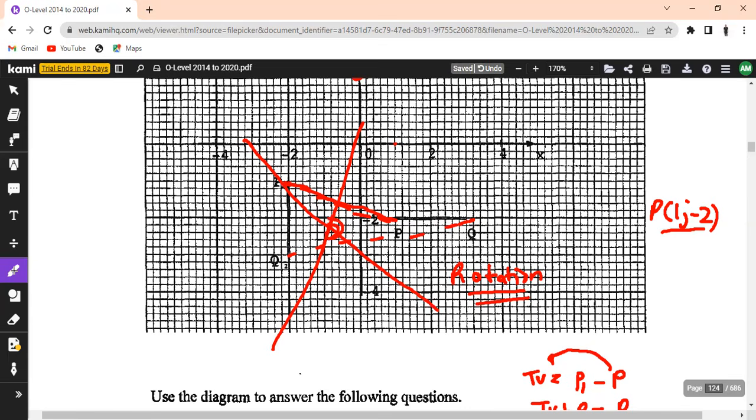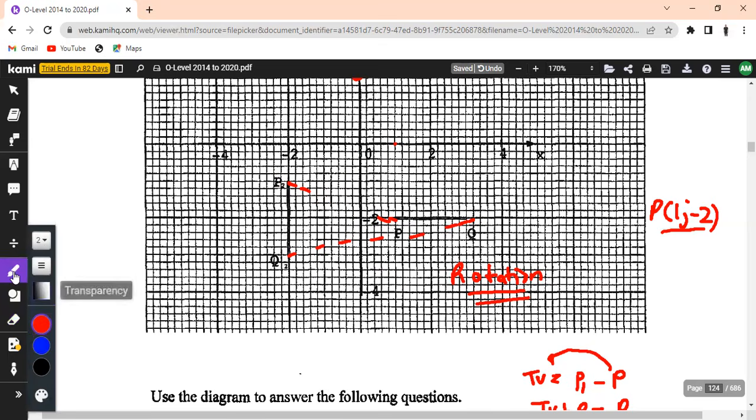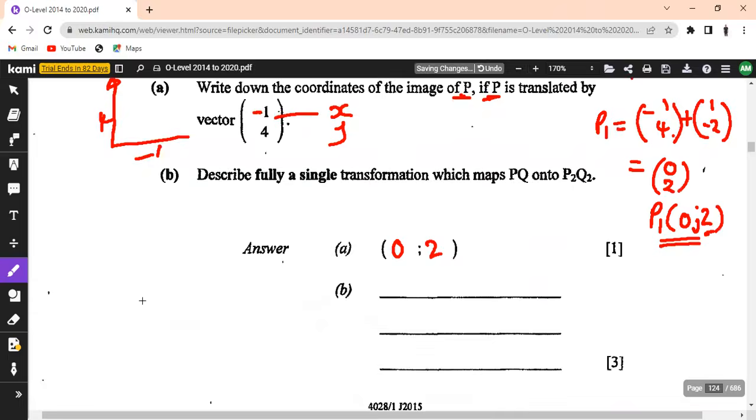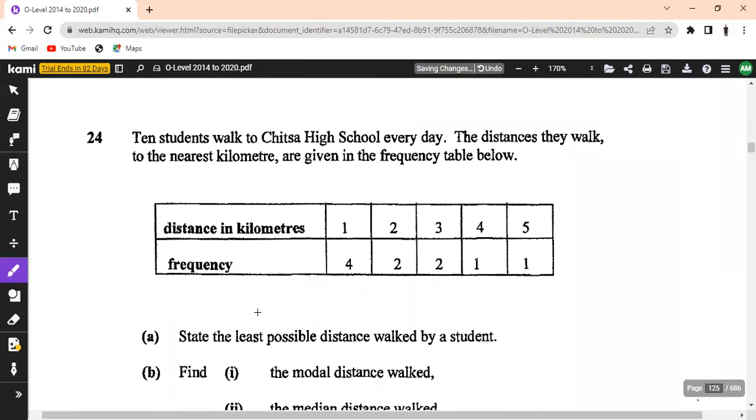So in this case, we are not having something exact because of the properties that we have here. This software does not have instruments. I shall try to work on other software which can give us instruments to do all these construction parts. But that was it for this part. You can even proceed from there because I talked about this type of transformation, rotation. Yeah. Number 24, we are given there are 10 students who walk to Chitsa High School every day.